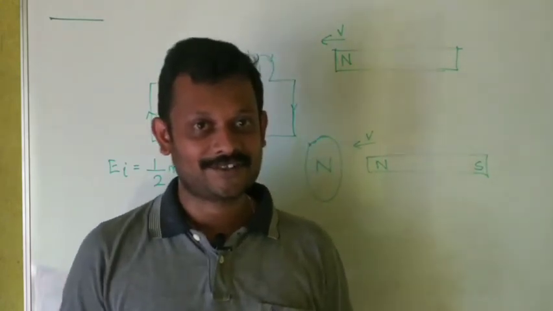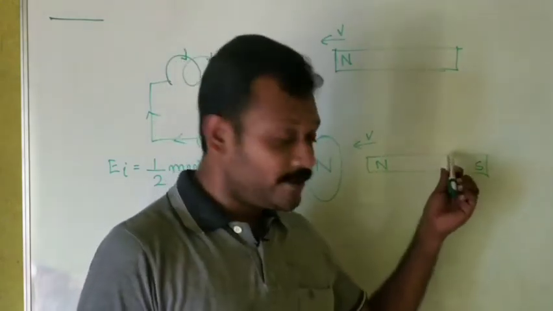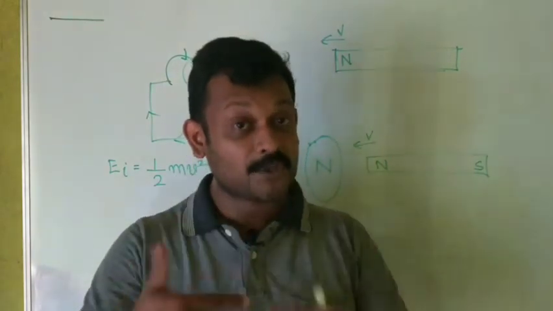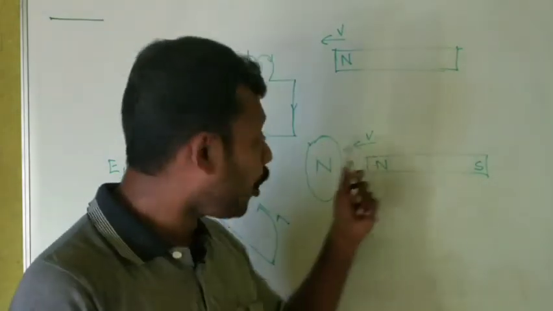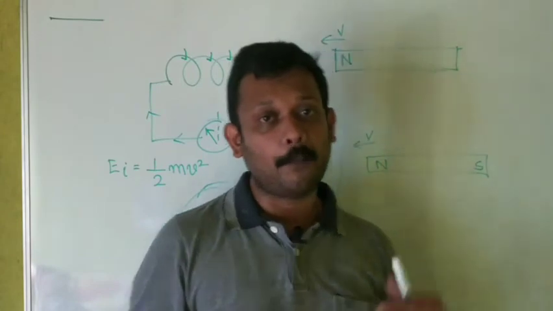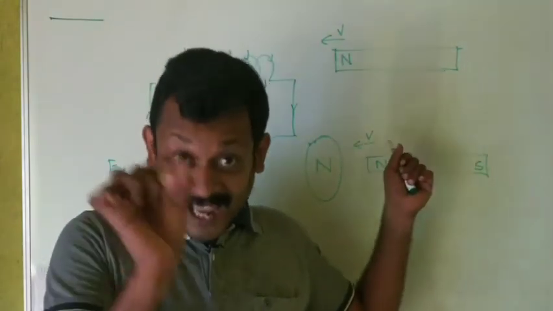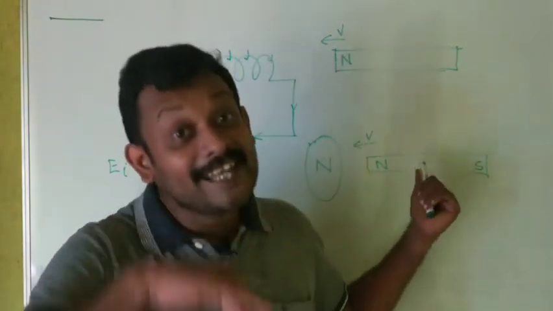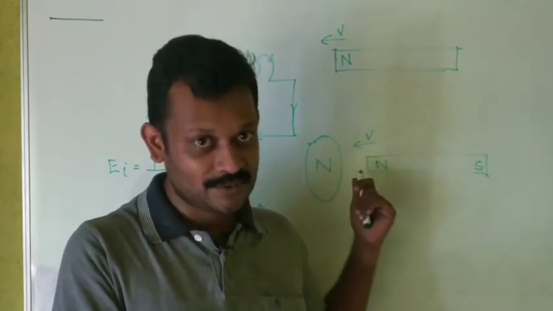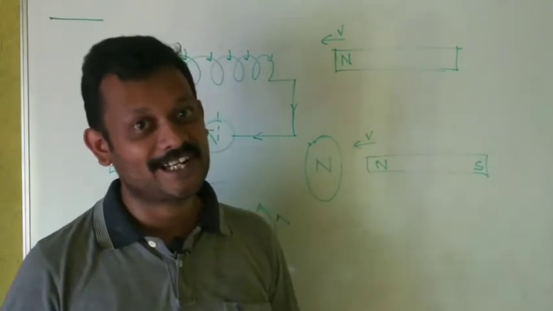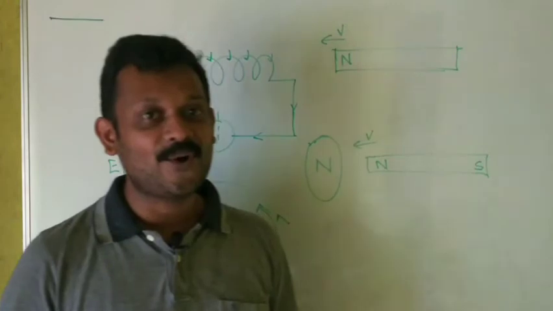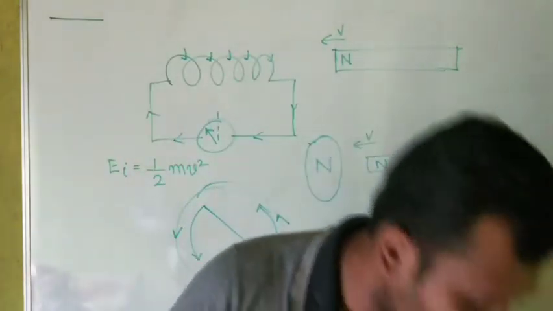This is the abstract. I repeat once more. When north pole approaches the coil, the near face of the coil acquires north pole. The purpose of acquiring north pole is to oppose the motion of the magnet. As a result of the opposition provided to the motion of the magnet, the kinetic energy of the magnet decreases. The decrease in the kinetic energy of the bar magnet will appear as the electrostatic potential energy of the coil. This is one way I can explain Lenz's law and conservation of energy.